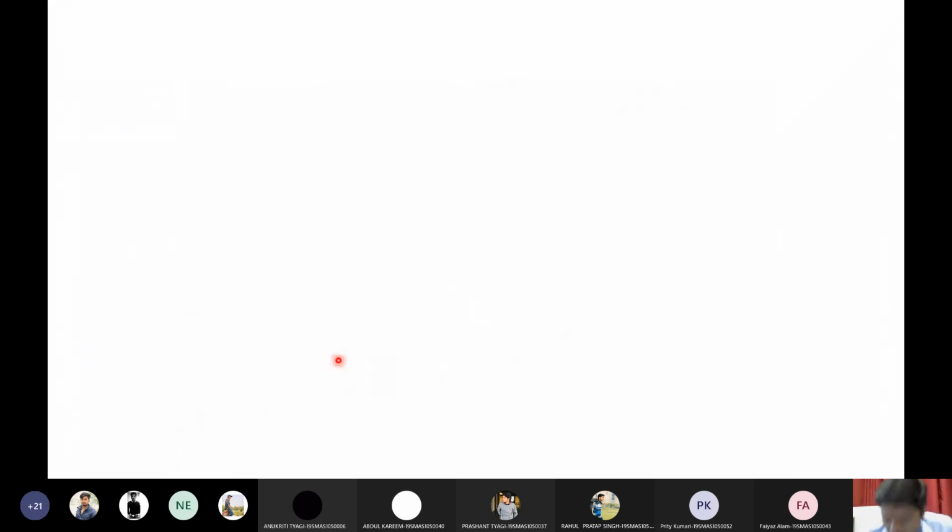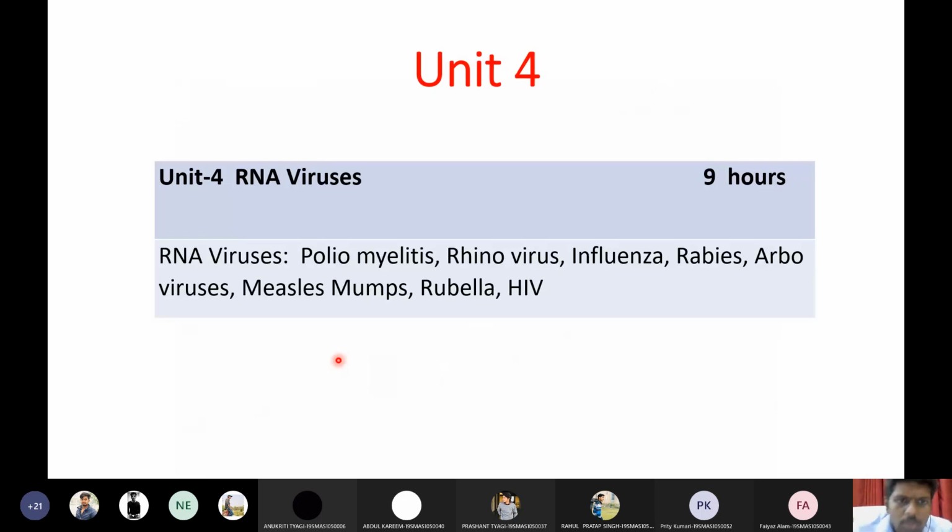Then coming to unit 4. In unit 4, the first virus is poliovirus. So today we will discuss in detail about poliovirus.